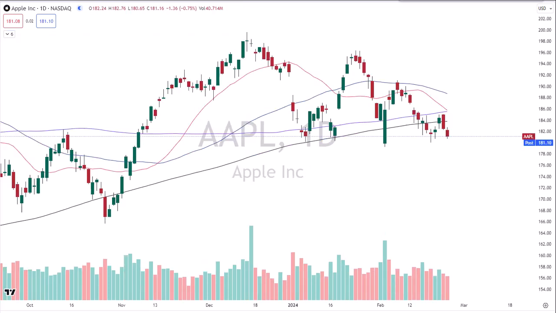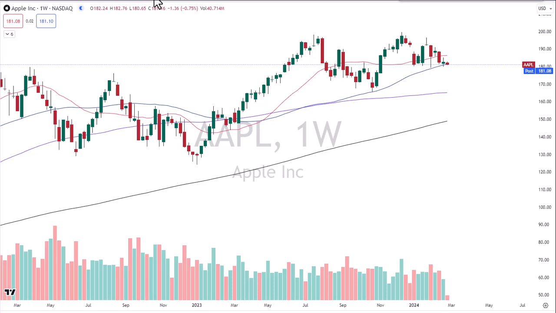Something's wrong in Apple land. Daily chart below all the moving averages. Trend is comfortably down. Let's revert to the weekly. What do we have? They're teetering on the 50-week moving average.